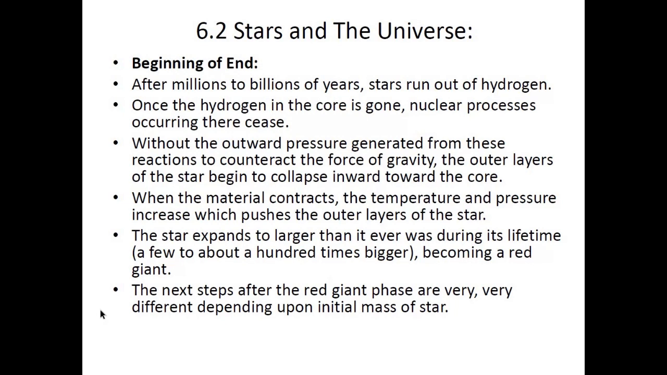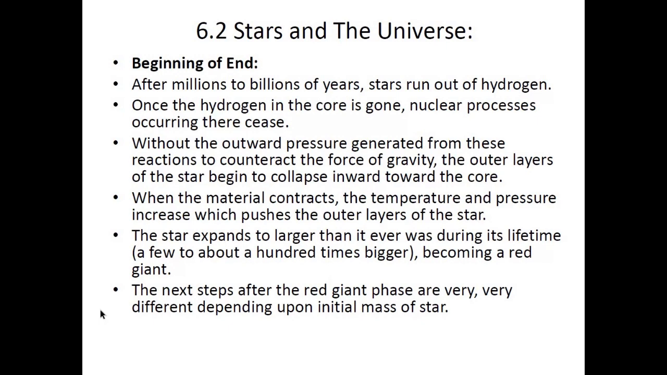Without the outward pressure generated in the core of the star from these reactions to counteract the force of gravity, the outer layers of the star begin to collapse inward, because now there is no balance of force. Gravity is trying to pull everything in, but to counter it, there is no outward force in the form of fusion reactions keeping the star's outer layer stable. Hence, the star starts to contract, and when the material contracts, the temperature and pressure increase, which pushes the outer layer of the star again.